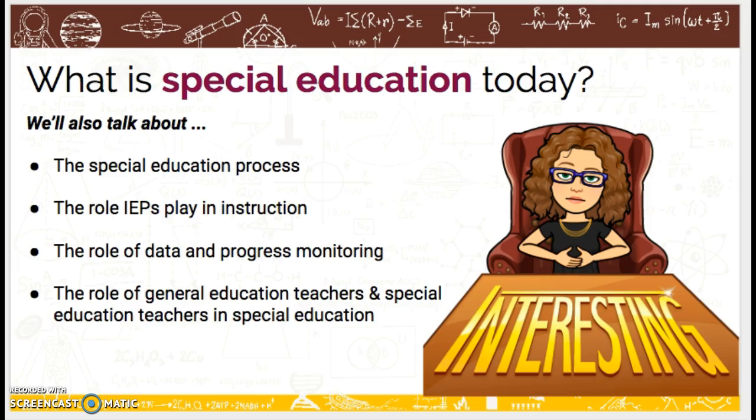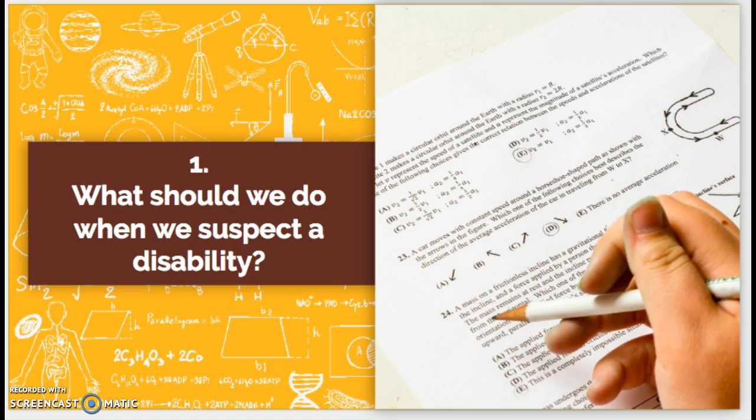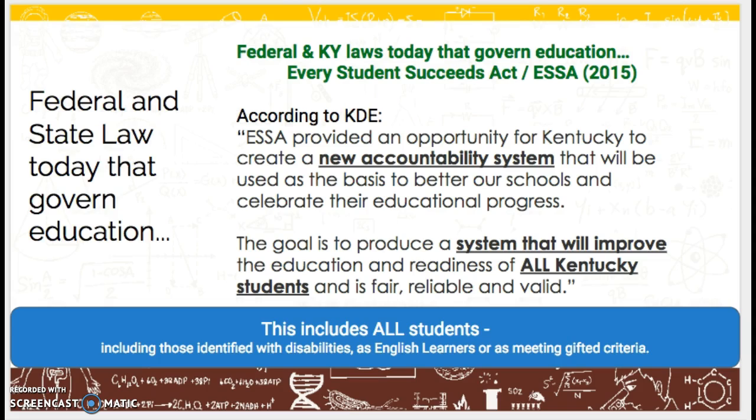known as IEPs, play in the instruction of students in general education and special education settings, the important role of data and progress monitoring, and the role that general education teachers and special education teachers play in supporting students with disabilities. So first, what should we do when we suspect a student might have a disability?